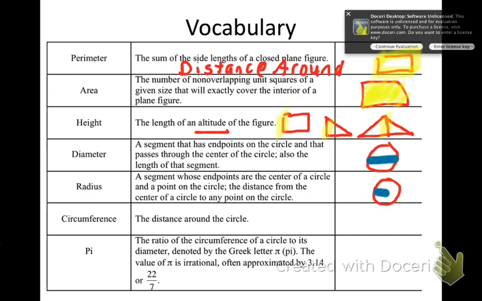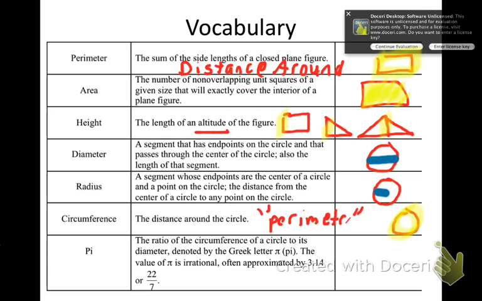Circumference. Very similar to perimeter. The only difference is circumference is used for circles. Okay, circumference is very similar to perimeter. If I had a circle here, the circumference is the distance around that circle. So that distance going all the way around that circle, that would be the circumference.